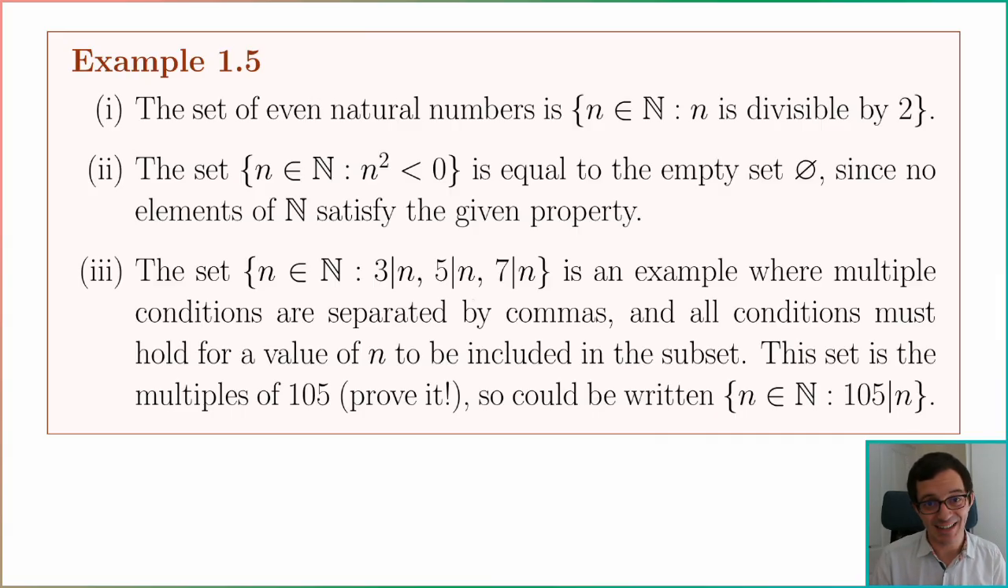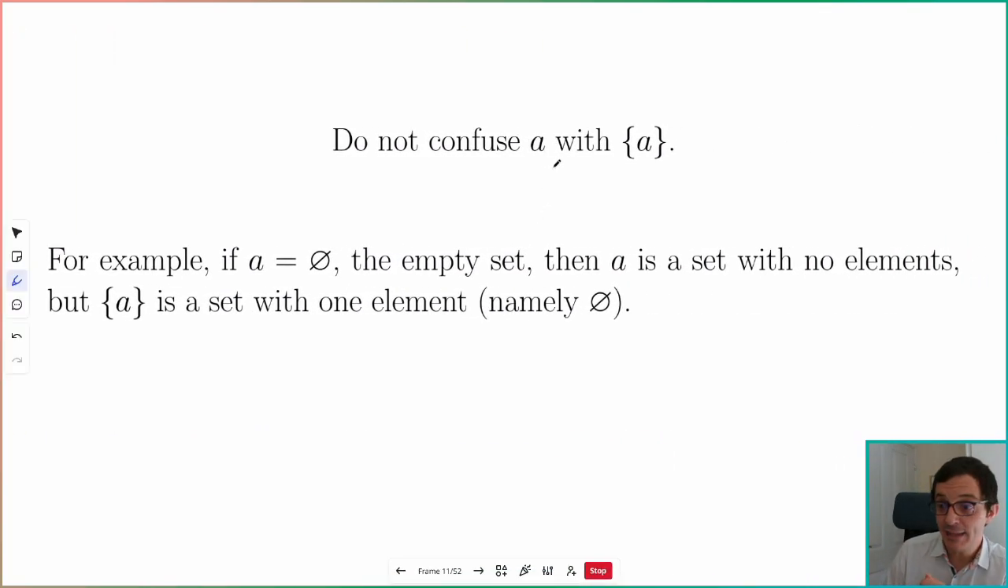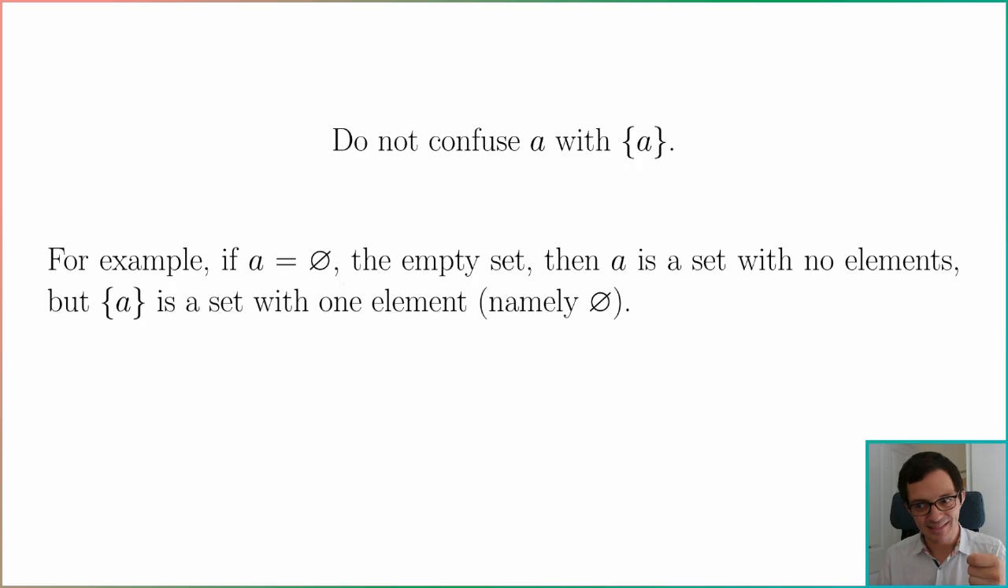This gets confusing quickly, so I want to start with a warning that in what follows we must not confuse any object A with the set containing A. So the set containing A is a different thing from A itself. For example, if A is the empty set, then A has no elements, that's what the empty set means, but the set containing A is a set with one element, the empty set. That's the empty set inside a pair of curly braces.